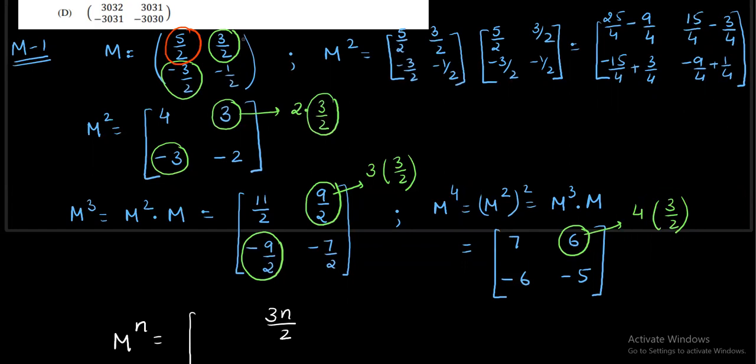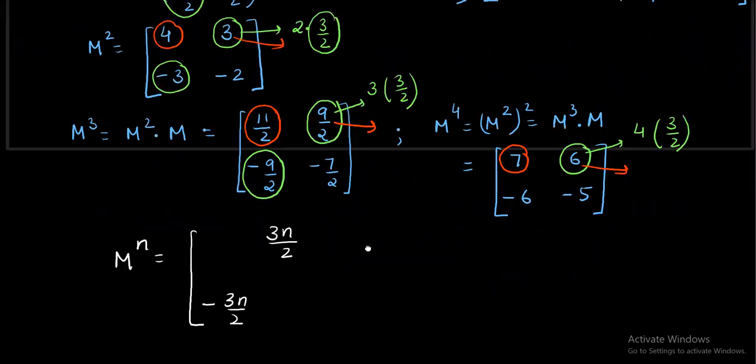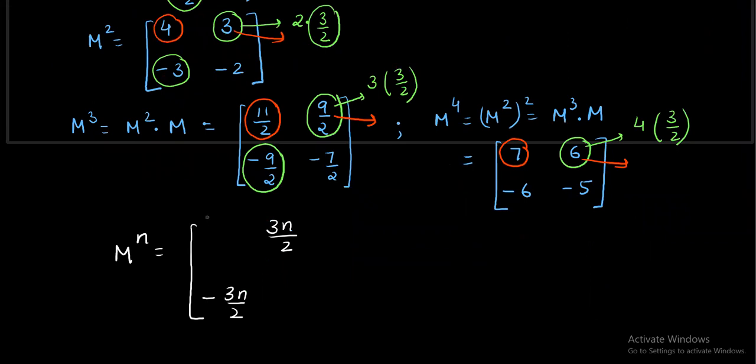This 5 by 2 is nothing but 3 by 2 plus 1. M square mein 4 is nothing but 3 plus 1. When you talk about M cube, this 11 by 2 is nothing but 9 by 2 plus 1. This 7 is nothing but 6 plus 1. That is the reason I'm going to write here 3n by 2 plus 1. This is the 1, 1 entry of the matrix that we will be getting.